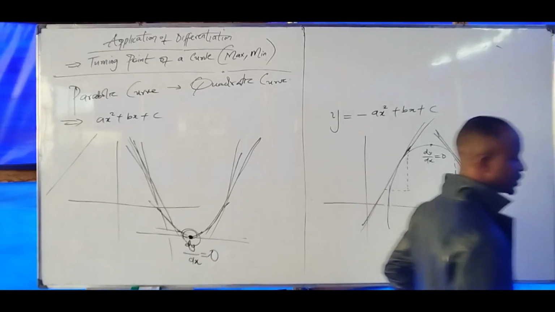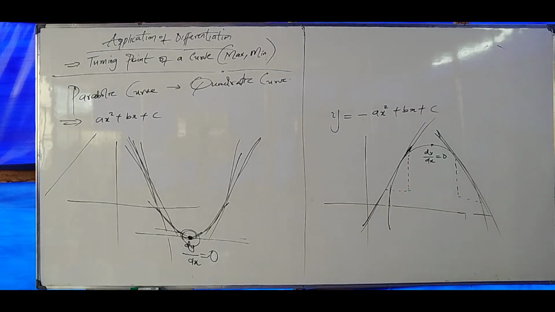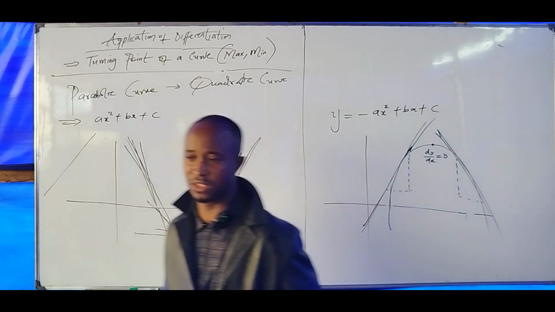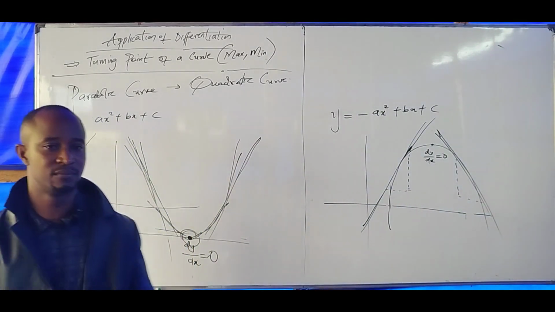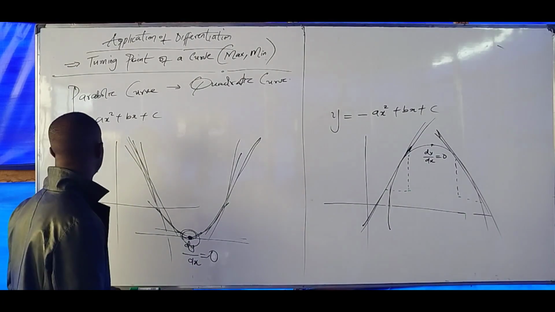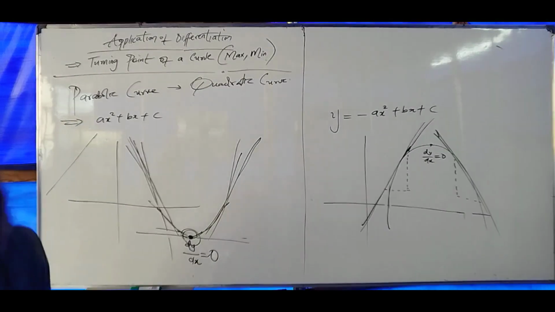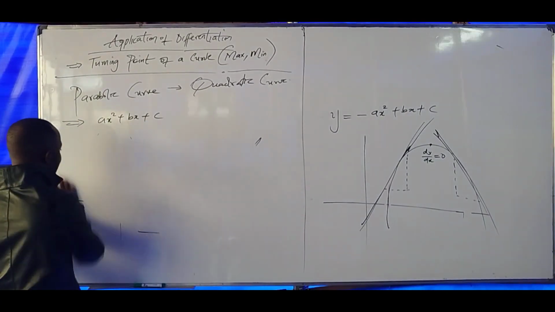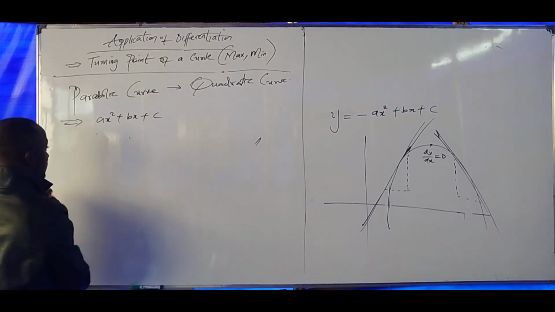Please write, note, there are two conditions for turning point of a curve. Number one condition is called the necessary condition.